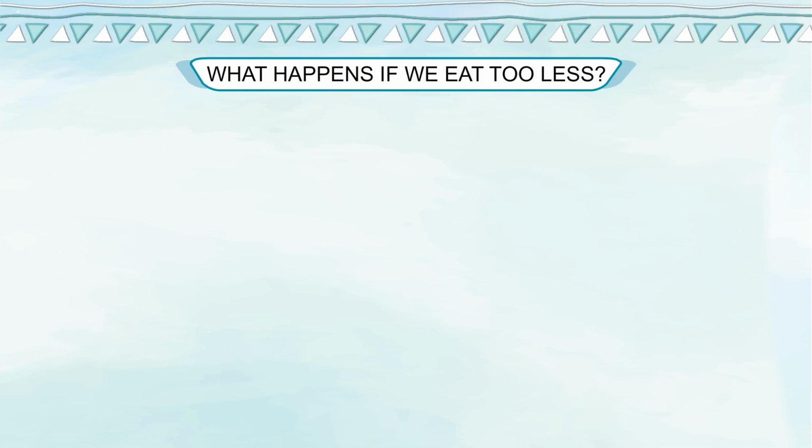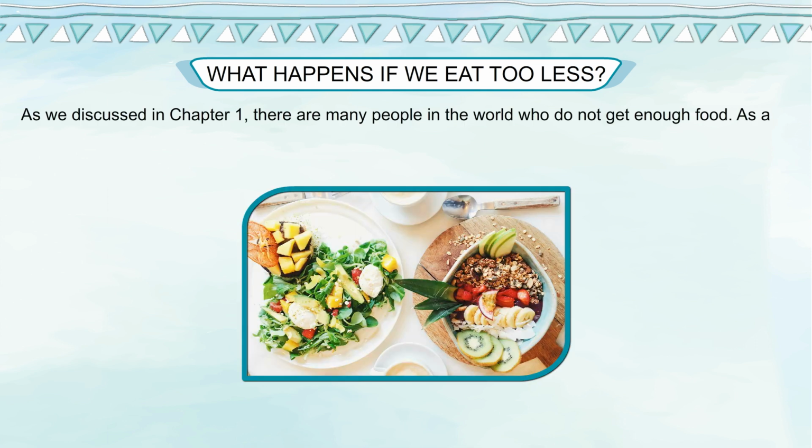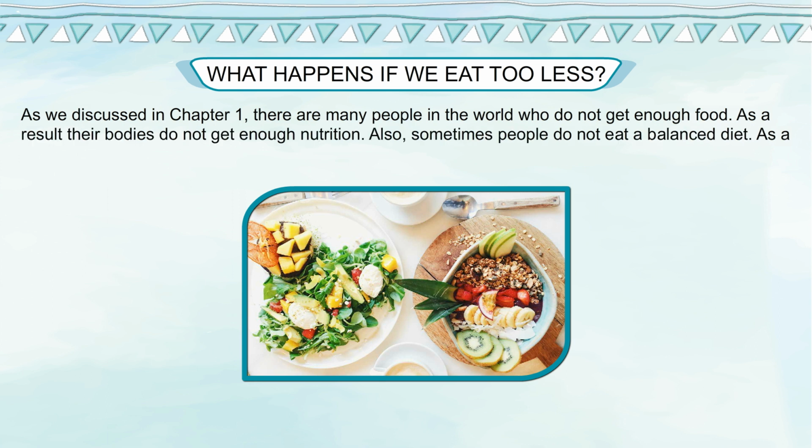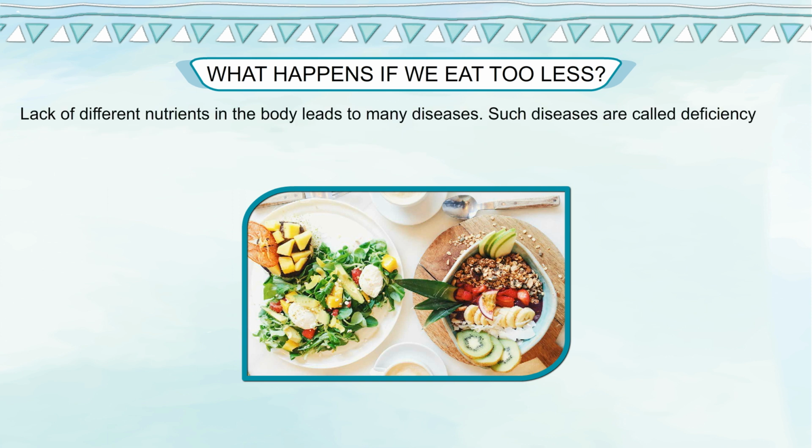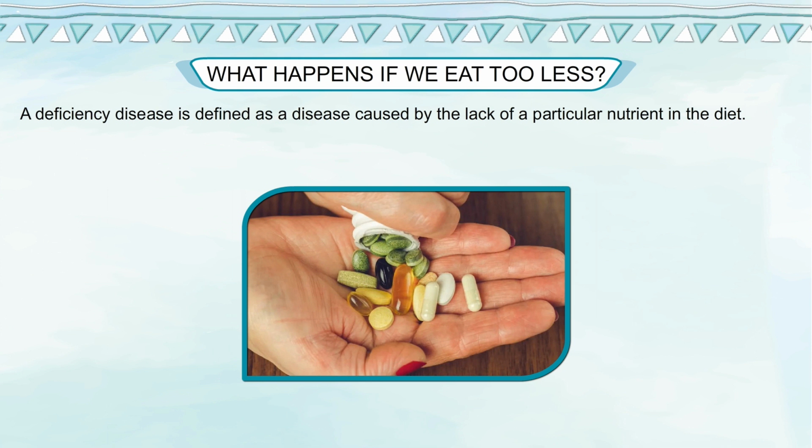What happens if we eat too less? As we discussed in Chapter 1, there are many people in the world who do not get enough food. As a result, their bodies do not get enough nutrition. Also, sometimes people do not eat a balanced diet. As a result, their bodies do not get some nutrients in the required amount. Lack of different nutrients in the body leads to many diseases. Such diseases are called deficiency diseases. A deficiency disease is defined as a disease caused by the lack of a particular nutrient in the diet. Some of the deficiency diseases are listed in the table.